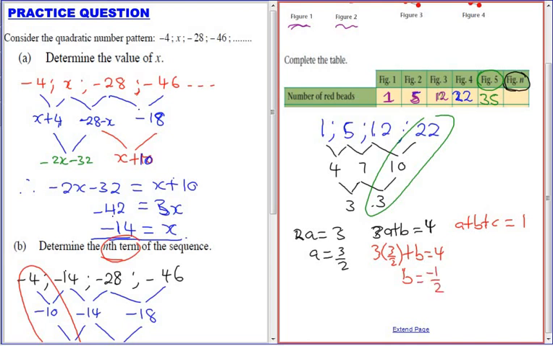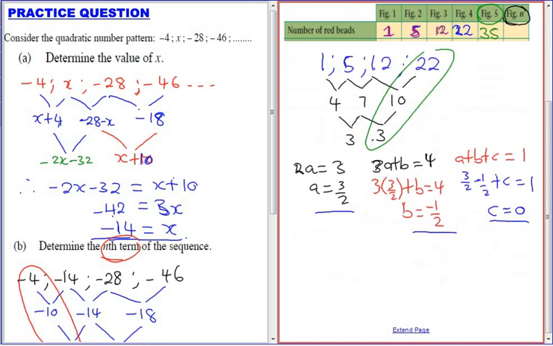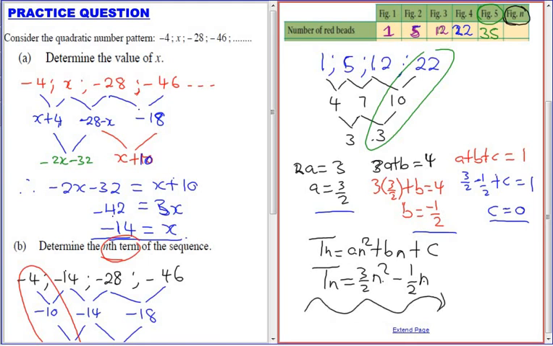And then here, if I put 3 over 2 here and minus a half, and then I have c here, and then I have 1. Oh, 3 over 2 minus a half will give us 1. So 1 minus 1 will be 0. So we don't have c this time around. So in our normal formula, which should look something of this sort, an squared plus bn plus c, the c value is 0. So our general term will now just be 3 over 2 n squared minus half n plus 0. So this will be the nth term that you are going to put at that box up there.